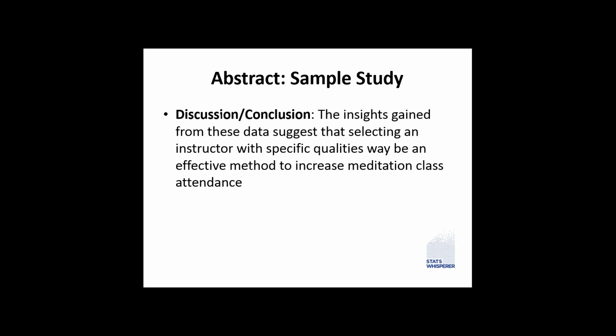Right? Very simple. And then the discussion or conclusion is the very, very essential message. Right? And we don't want it to be overblown or outside the boundaries of our findings. Right? So it's rather conservative. So we say the insight gained from these data suggest that selecting an instructor with specific qualities might be an effective method to increase meditation class attendance. Right?